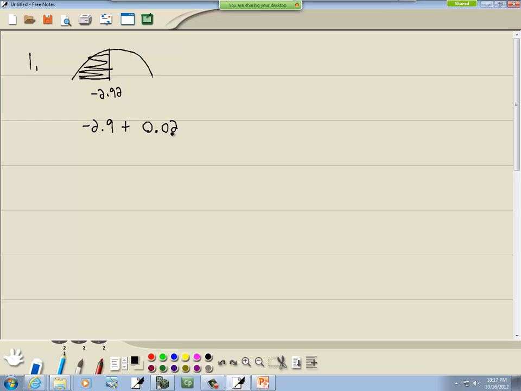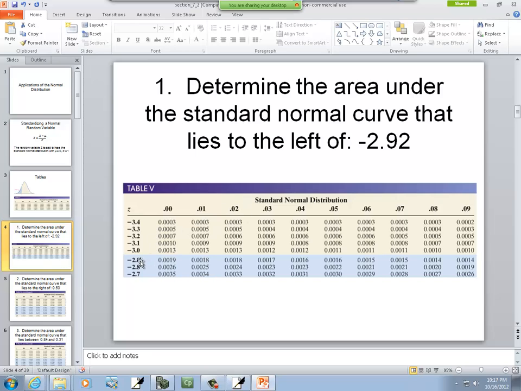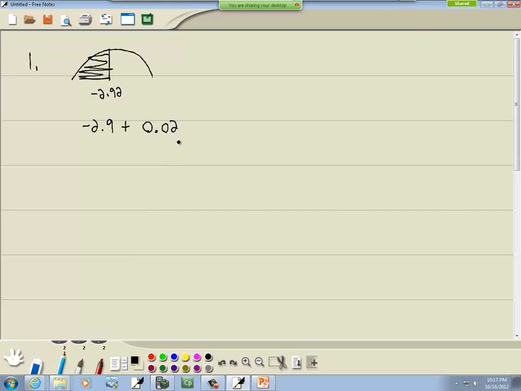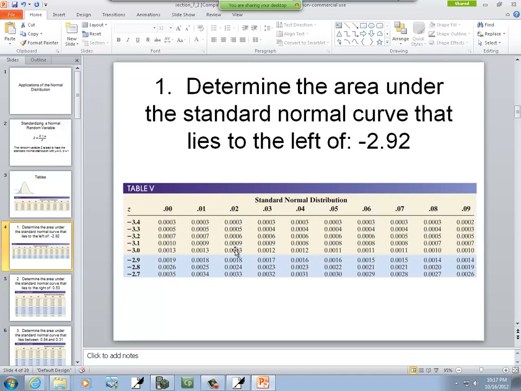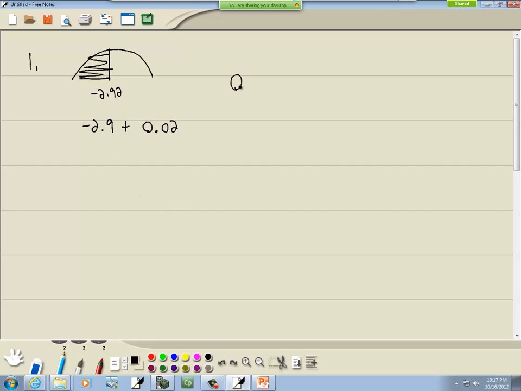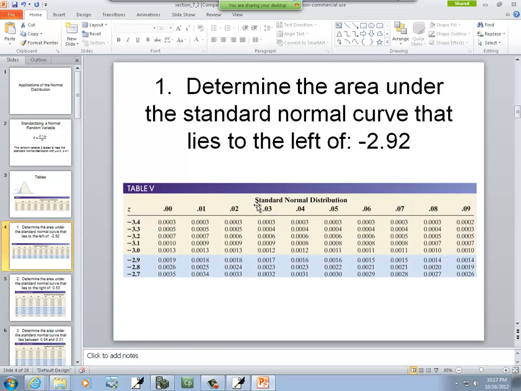So you kind of split it up. Take your hundredths place and put it separate. Negative 2.9, we locate that on the left side here, and our hundredths place is the 0.02, which is this column. So I look at the intersection of negative 2.9 and 0.02, and I see I got 0.0018. And that would be our answer. Now area corresponds to probability, corresponds to percentage, and so forth. So anyway, that's all they're asking on that.